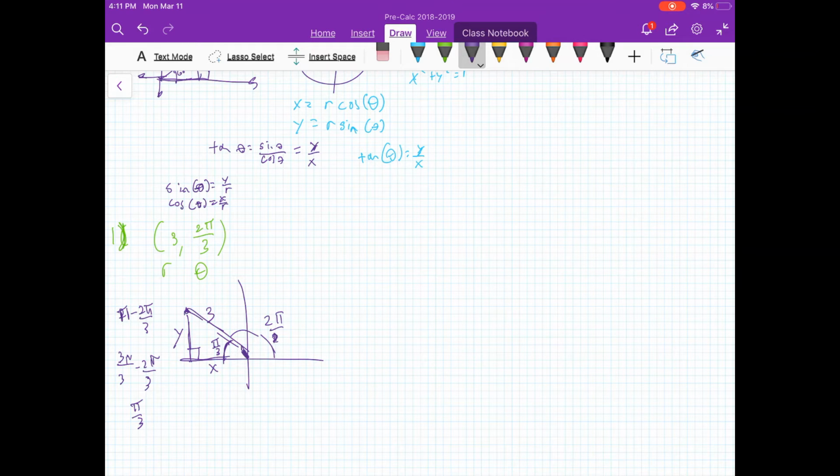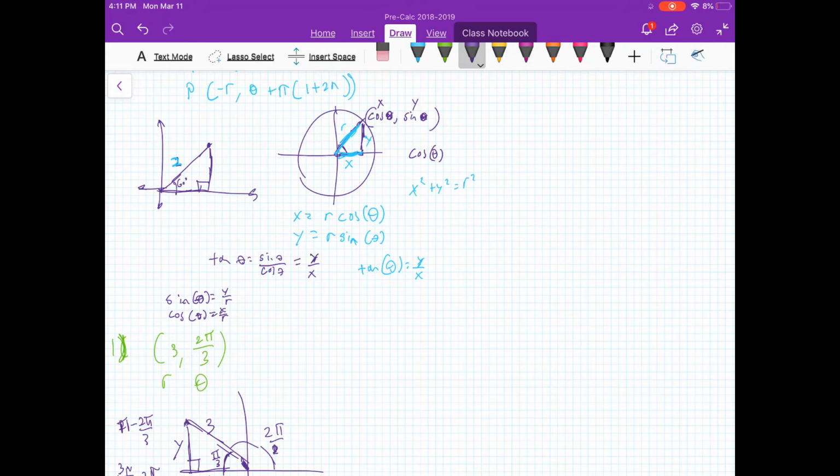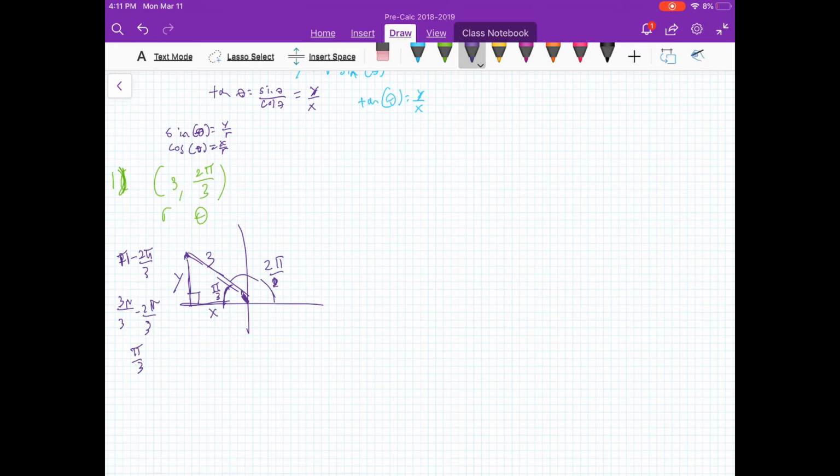If we want to use cosine to figure out the x value, remember up here that x equals the radius times the cosine of theta. So if theta is pi over 3, then x equals 3 times the cosine of pi over 3. And then y would be 3 times the sine of pi over 3. You go ahead and calculate that out.